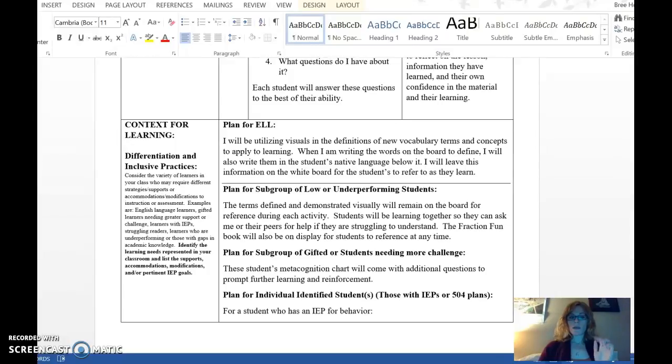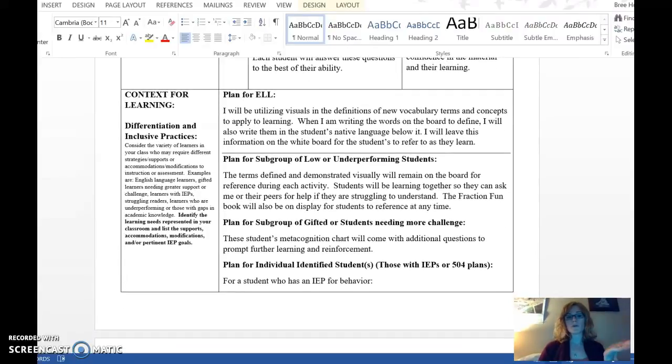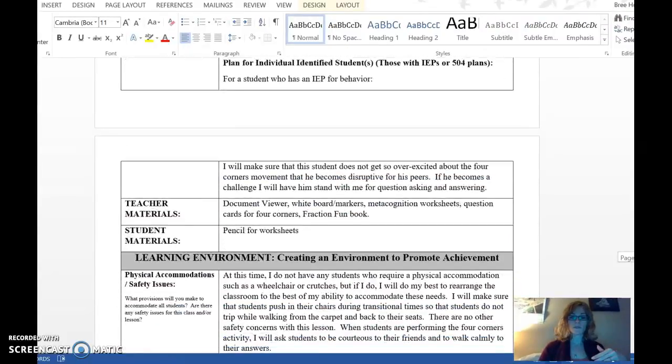My plans for English language learners. The visual aids on the whiteboard help with people who are hard of hearing, and it also helps with low performing students.